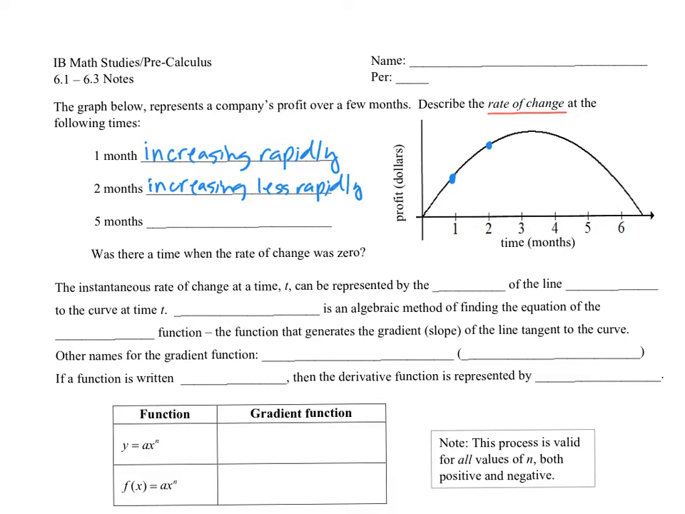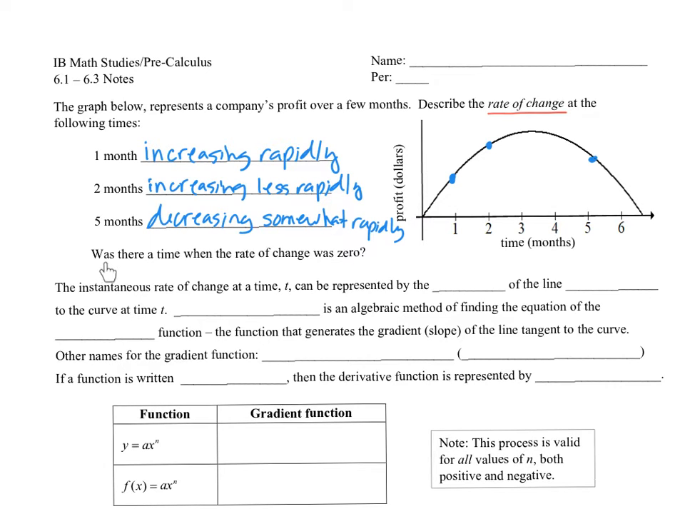Okay, and then what about at 5 months? Over here at 5 months. Okay, so the company is still making profit, but remember, we are just thinking about the rate of change at that point. So at this point, the profit is on its way down. So the company's still making money, but the profit is not increasing at this point. The rate of change is decreasing, and I think we could say it's decreasing somewhat rapidly at that point. It looks like as time goes on and profit continues to decrease, it decreases a little bit more rapidly.